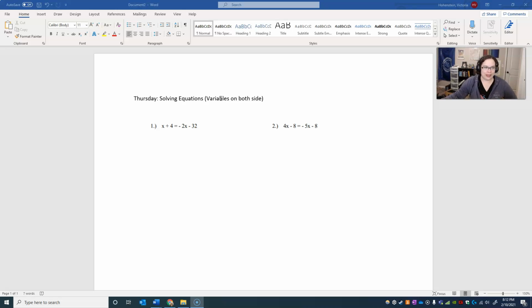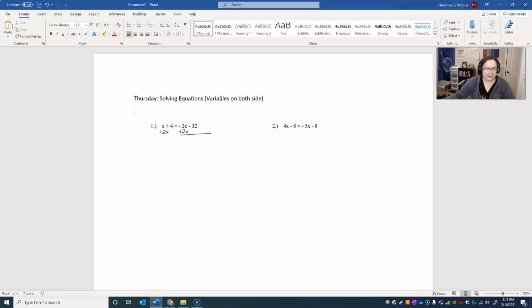So problem number 1 is x plus 4 equals negative 2x minus 32. First thing I want to do is get all of the x's together. So this negative 2x is essentially minus 2x. So I am going to add 2x to both sides. So plus 2x, plus 2x.